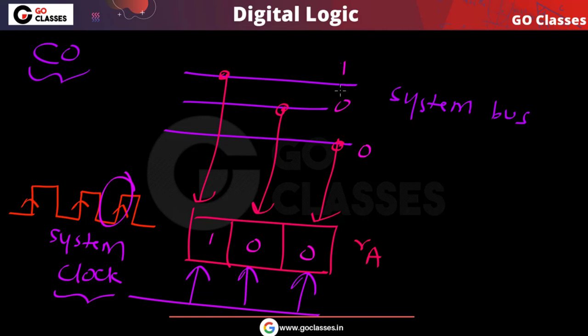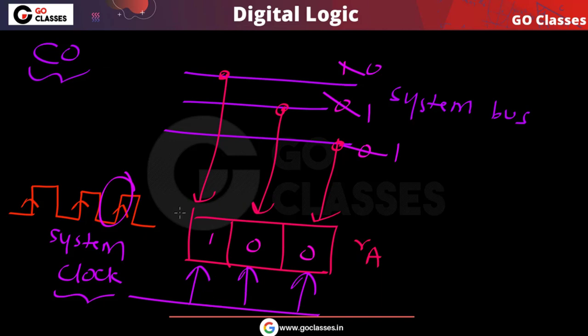Then you can notice, when some other data comes, let us assume some other data comes here, now when this clock is going from low to high, this new data will be stored in this register and this previous data will be lost. So this data will be lost. This is not what we want.